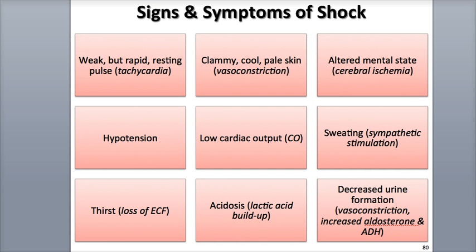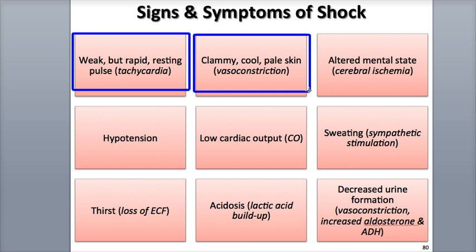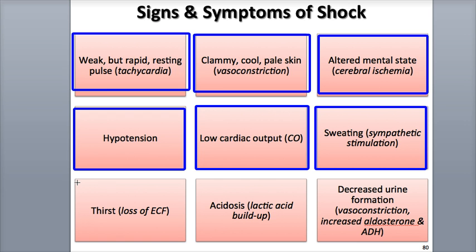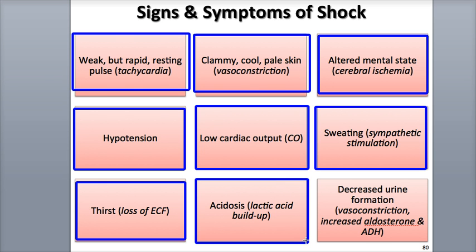Shock has many signs and symptoms, including a weak but rapid resting pulse rate, which is known as tachycardia, clammy, cool, and pale skin as a result of vasoconstriction, an altered mental state from cerebral ischemia, hypotension or low blood pressure, a low cardiac output, sweating due to sympathetic stimulation, thirst due to a loss of extracellular fluid, acidosis, which is low blood pH due to lactic acid buildup, and decreased urine formation due to vasoconstriction and increased aldosterone and ADH, antidiuretic hormone secretion.